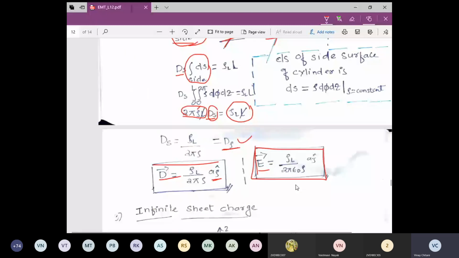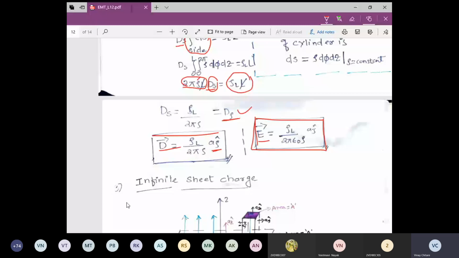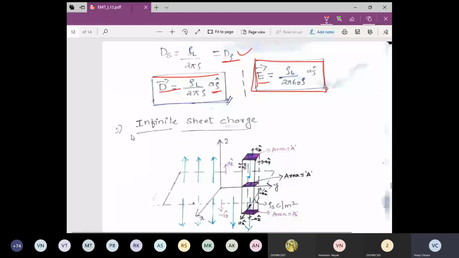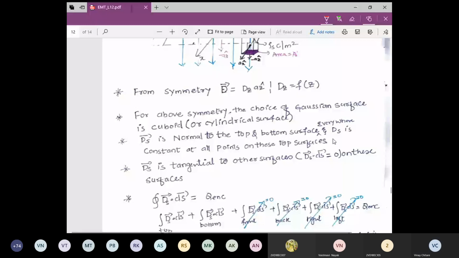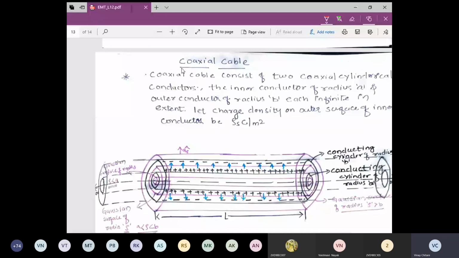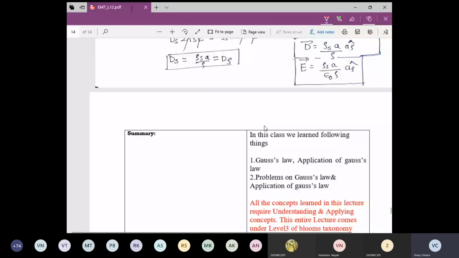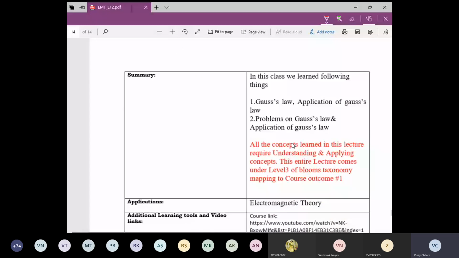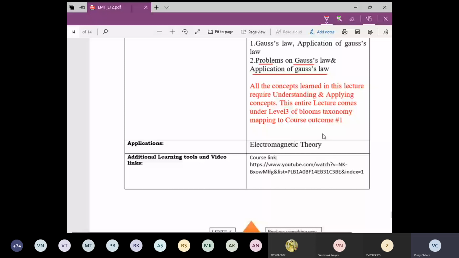We'll stop here. In the next class, we'll continue with the next configuration, the infinite sheet of charge. And once this is done, we'll continue with the coaxial cable. So today we have seen problems on Gauss's law, and also the application of Gauss's law. As I told in the last class, all the concepts learned in this lecture require understanding and applying the concepts, and hence the entire lecture comes under Bloom's level L3.